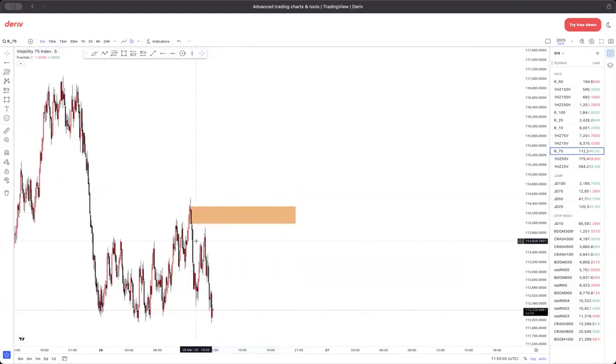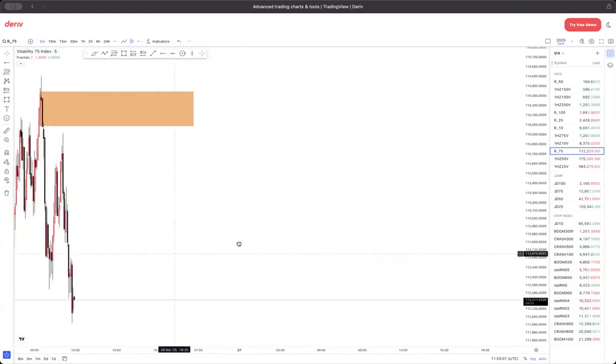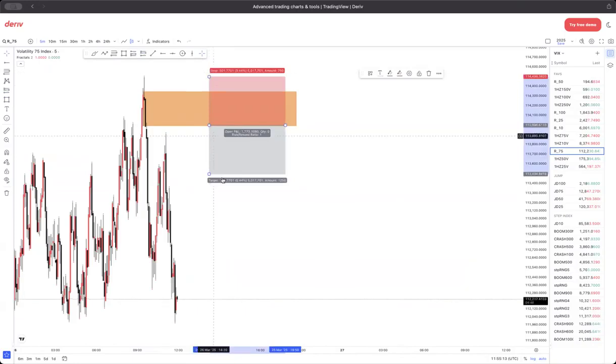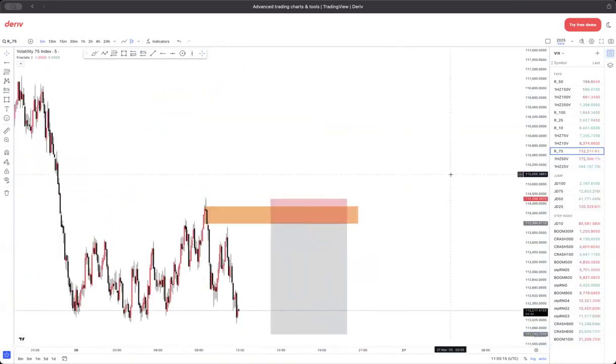Now price just created liquidity, right? So I think this is the most recent one. We have fair value gap, POI sweep, structural, everything intact. So yeah, that's that for that.